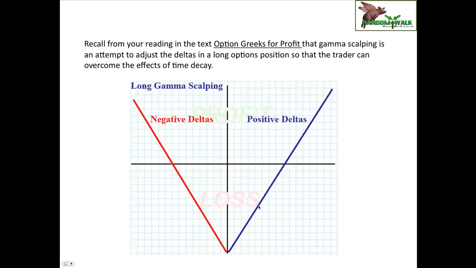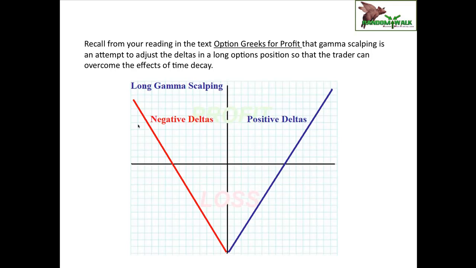Suppose you buy a straddle and the stock goes up. As your deltas get more and more positive, you're going to make more and more money. On the other hand, if you buy a straddle and the stock goes down, as your deltas get more and more negative and the stock goes further and further down, you're also going to make money. That's the easy part of the straddle.